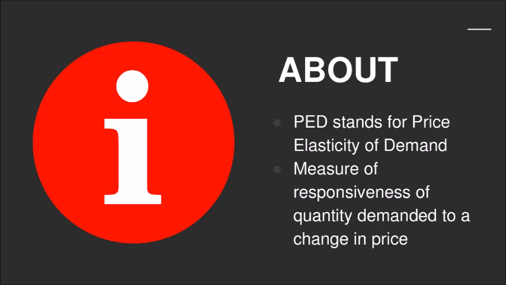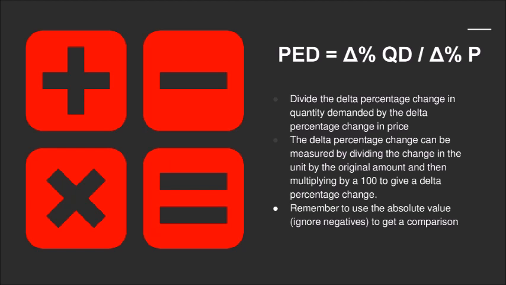PED is how much the market price influences the demand for a product. In other words, how responsive the quantity demanded of a product is to a change in its price, considering ceteris paribus. Specifically, it gives the percentage change in quantity demanded in response to a 1% change in the market price. PED can be calculated by dividing the delta percentage change in quantity demanded by the delta percentage change in price.